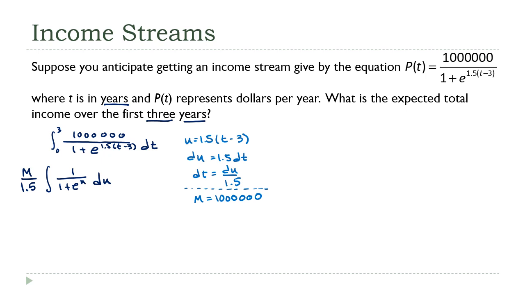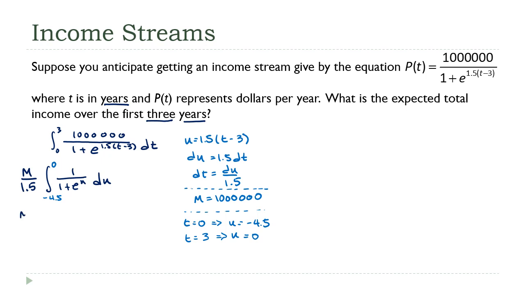Right, so if I do that, where do we start? With 0 in for t, u is negative 4.5. And if I put 3 in for t, u becomes 0. So this is the integral from negative 4.5 to 0. Okay, so far, pretty straightforward. Now, here's where it gets a little interesting. Right? I am going to rewrite this numerator.